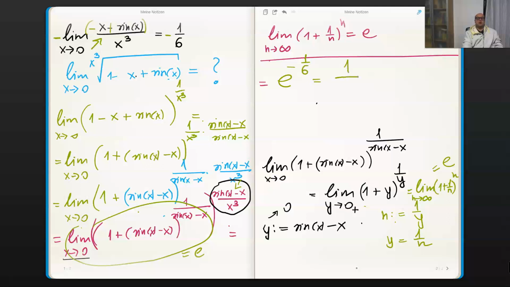This is 1 divided over the 6th root of Euler's number. Isn't that crazy? I think it's wonderful.